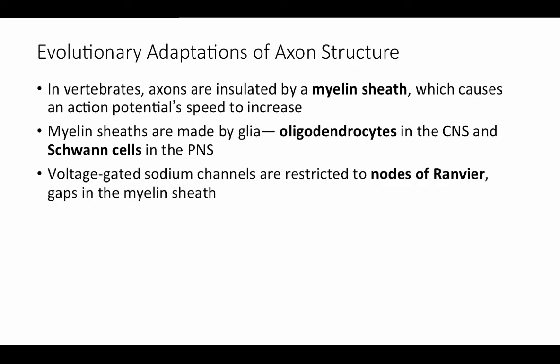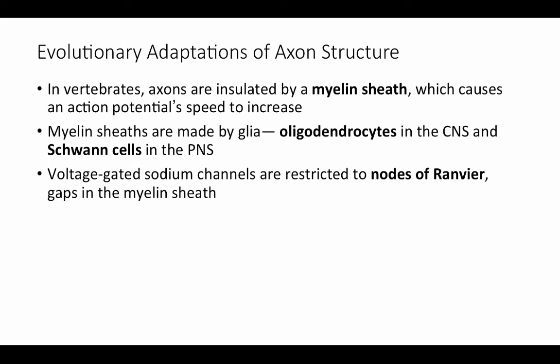And these glial cells sort of wrap in several layers. They kind of spiral around portions of the axon. And these spaces in between these wraps of glial cells are known as the nodes of Ranvier. And it's only at these nodes of Ranvier that are not covered with myelin that you find these voltage-gated sodium channels.